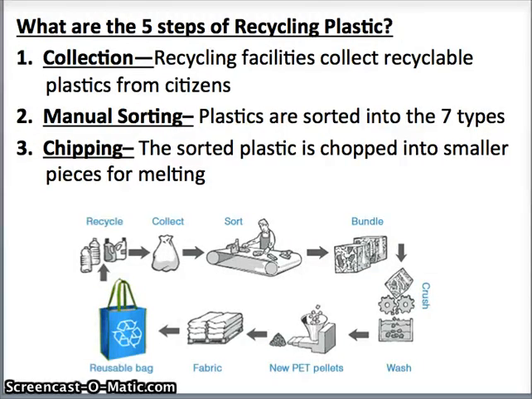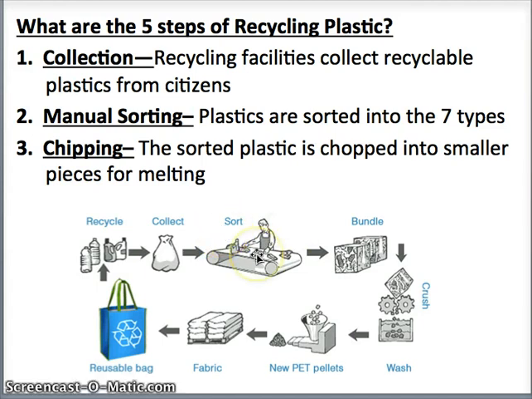Okay, so now let's get into the details of how plastic recycling actually works. So first, plastic items are collected, and that happens by you putting them in the recycling bin. Then we manually sort them. So there's people that are grabbing and sorting these plastics into the 7 types and figuring out which plastics can be recycled and which ones can't.